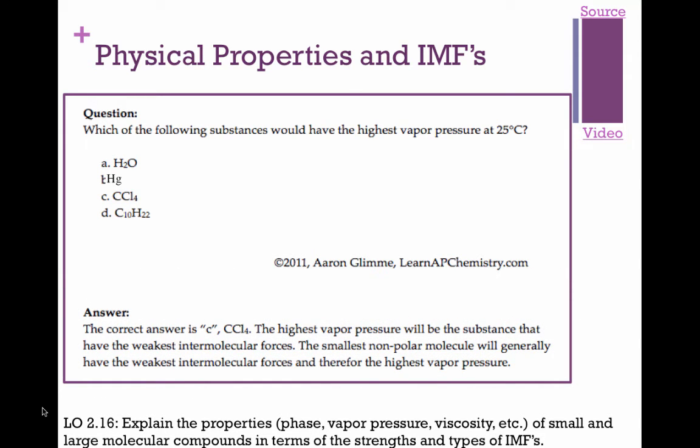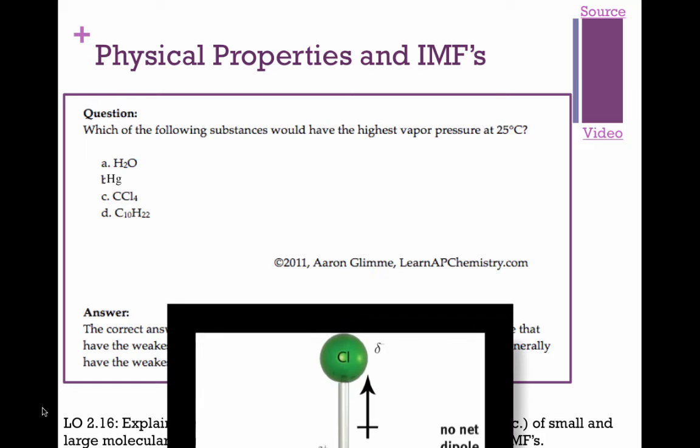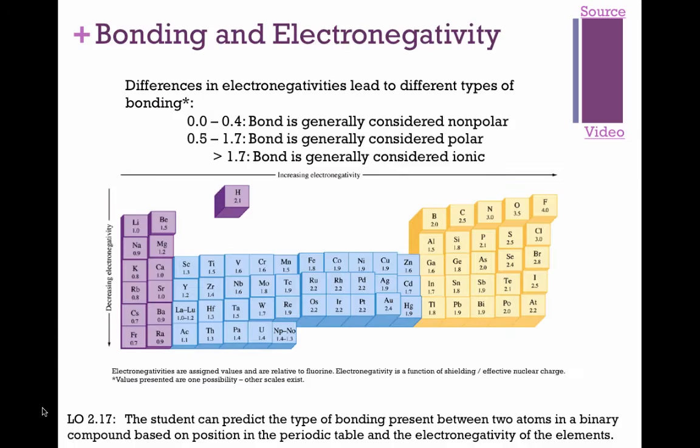Your answer is going to be C. The reason that it's C, CCl4 is going to be nonpolar. Smallest nonpolar is going to have the weakest IMFs. Mercury is technically a metal, so that would actually have some metallic properties. Plus, mercury is a liquid. Well, it's a very strong liquid. So you're really between C and D down here. And the smaller nonpolar molecule is going to be the one with the weakest intermolecular forces.